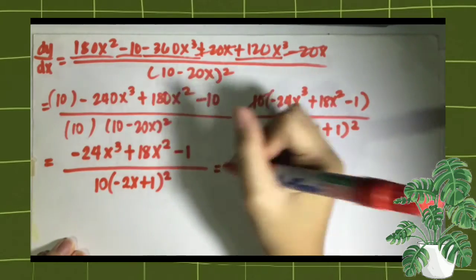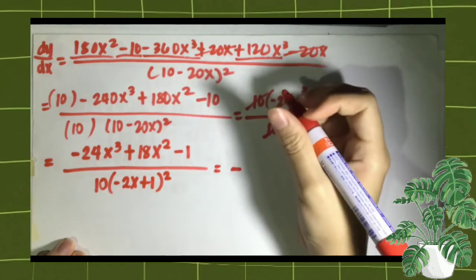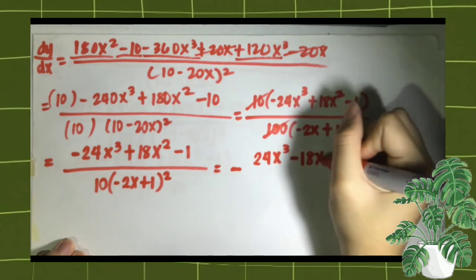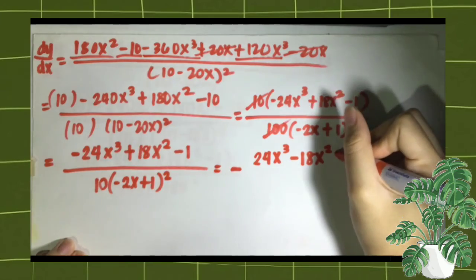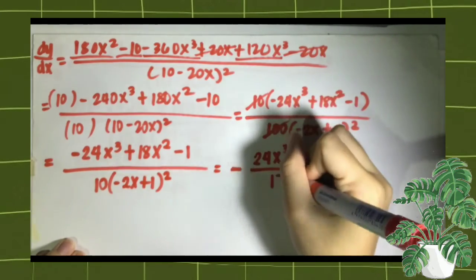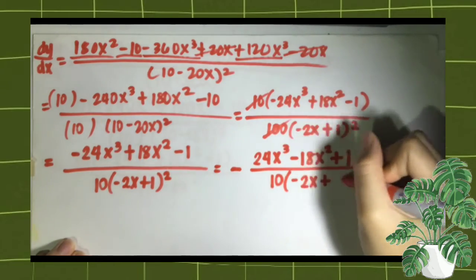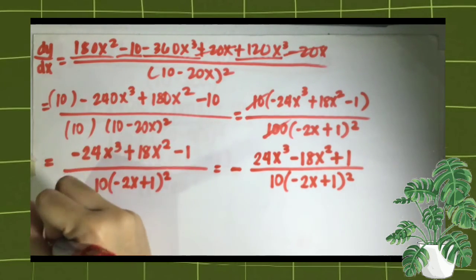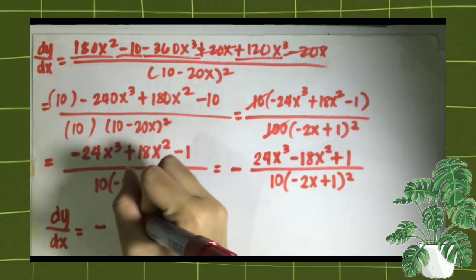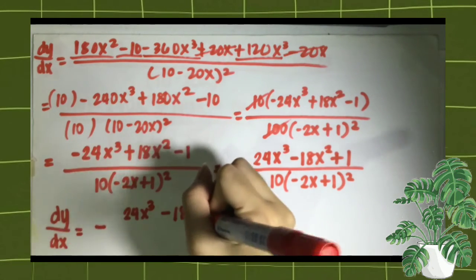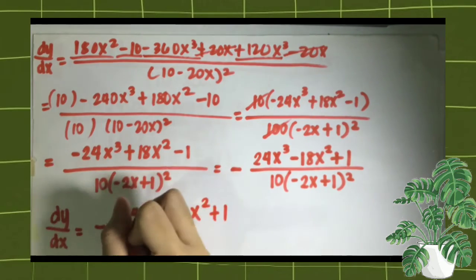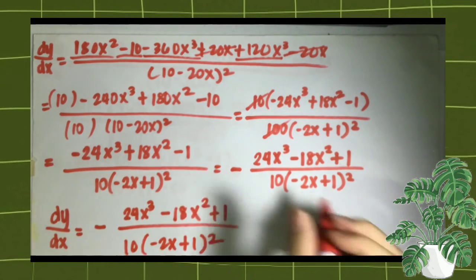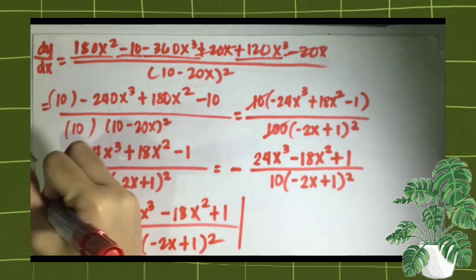Next, we take out negative 1. This gives us 24x cubed minus 18x squared plus 1 all over 10 times the quantity negative 2x plus 1 squared. Therefore, dy over dx is negative 24x cubed minus 18x squared plus 1 all over 10 times the quantity negative 2x plus 1 squared. And this is how you find the derivative of an equation using the quotient rule.